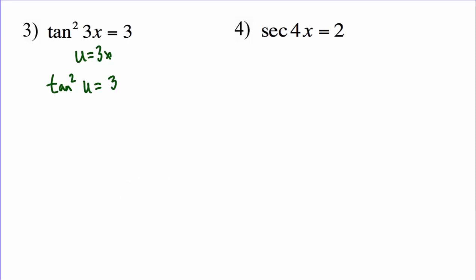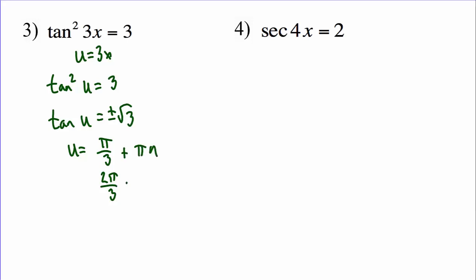Well, then to get u by itself, we would first take the square root of both sides. And then we know that u is the inverse tangent of plus or minus square root of 3. And that happens at a couple of places. Pi over 3. And the other place would be 2 pi over 3. And in both cases, we would add pi n. Okay, so again, that's for the tangent function.